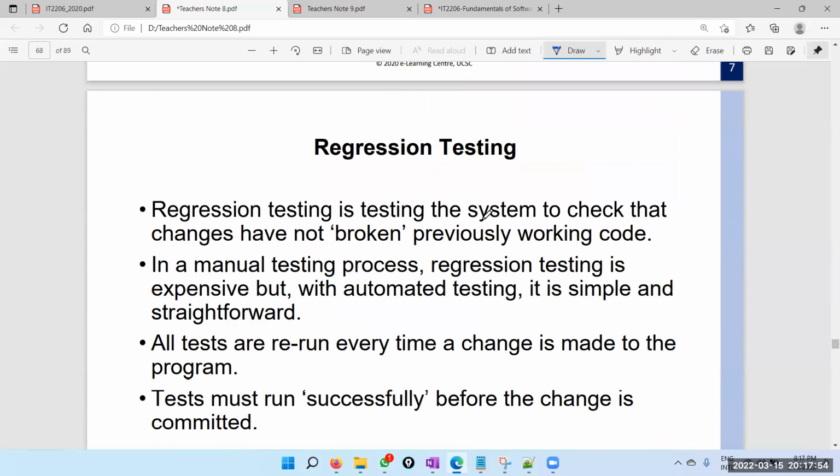And regression testing is testing the system to check that changes have not broken previously working code.